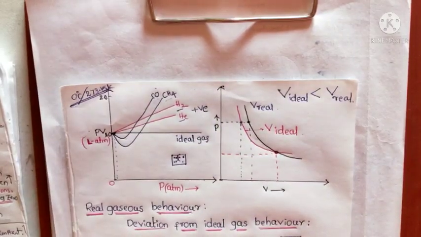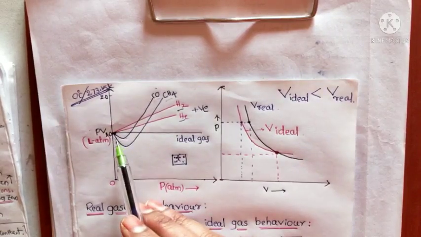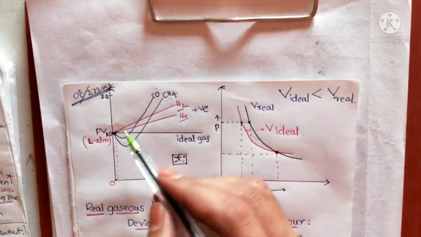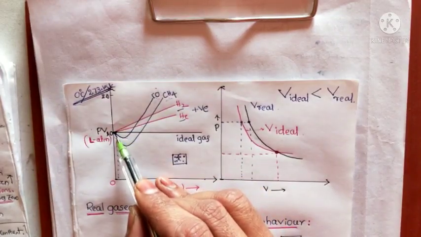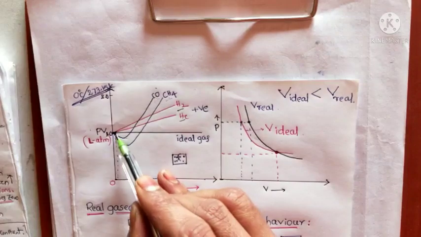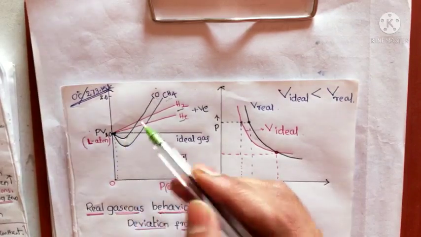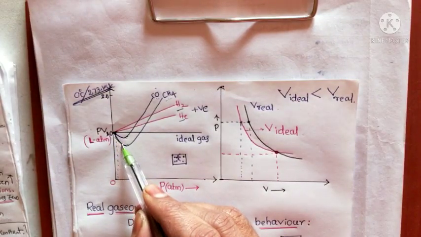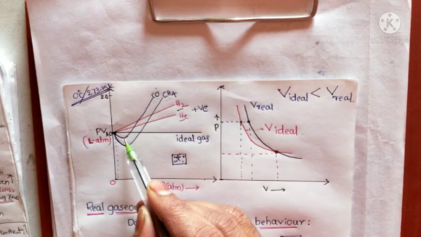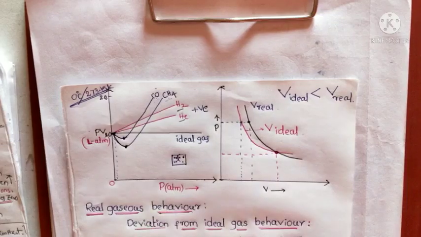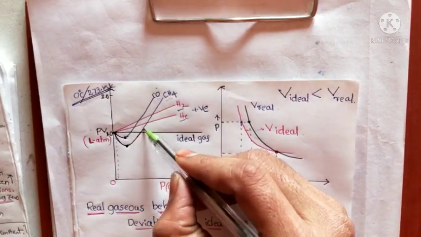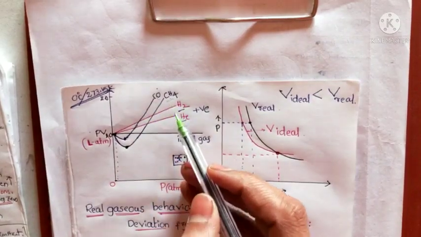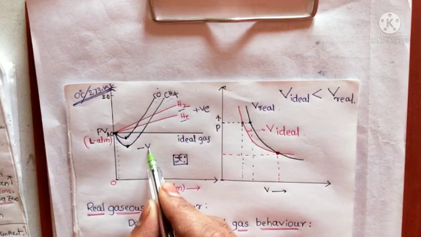Now the second type is carbon monoxide and methane gas. As the pressure increases, what happened? The PV value gradually decreases at first, and it reaches a minimum. Further, as pressure increases again, the PV value also increases again. So carbon monoxide and methane show negative deviation.